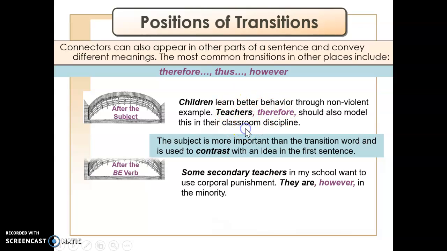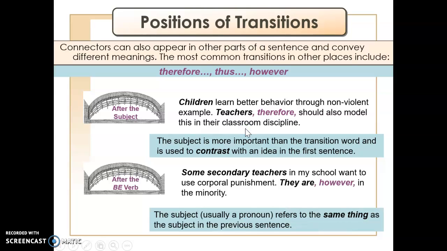Take a look at our second one here. In this sentence, the transition is coming after the be verb, and typically the subject in these cases is usually a pronoun, and it refers to the same thing as the subject in the previous sentence. So it adds a little more variety to your writing.